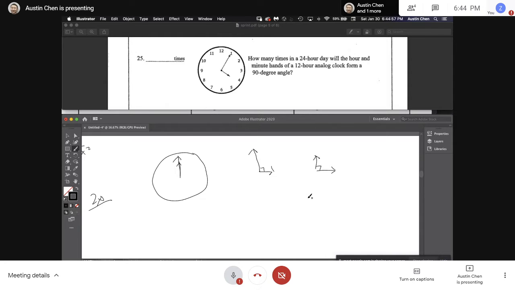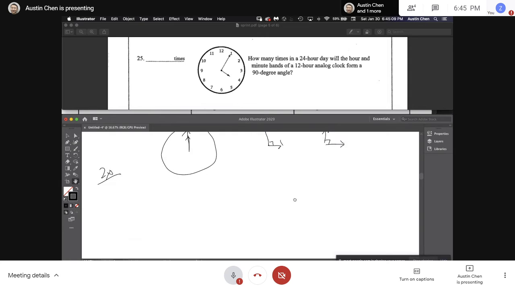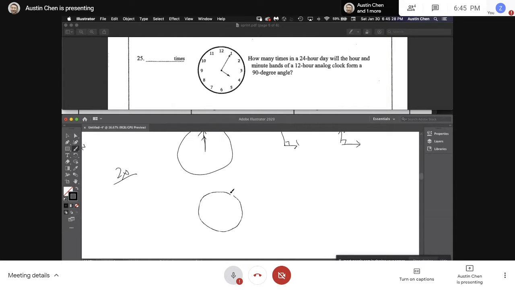You can consider them both at the same time, but I feel like maybe it's a little bit simpler to just consider one of these at one time. So we can do that. Okay, so let's just consider the minute hand has to be counterclockwise to the hour hand, or 90 degrees counterclockwise to the hour hand. Okay. So when would that happen?